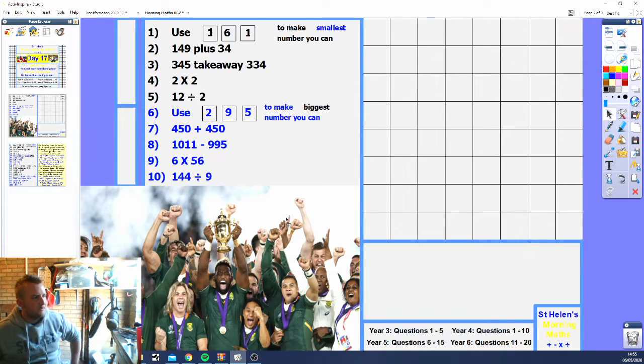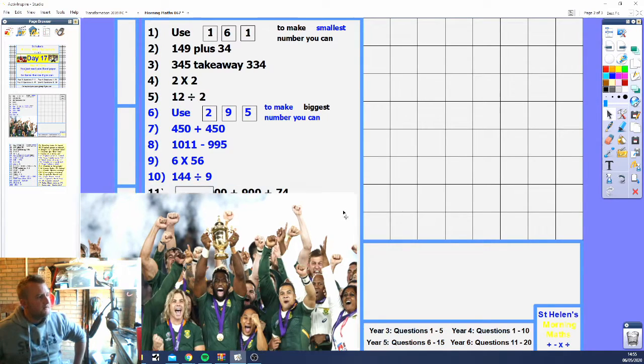We're now going to move this wonderful picture of South Africa winning the World Cup. I know England rugby fans, I'm really sorry, but I just had to put this up there, just to cover the Year 5 and 6 work. There's no other reason for that.